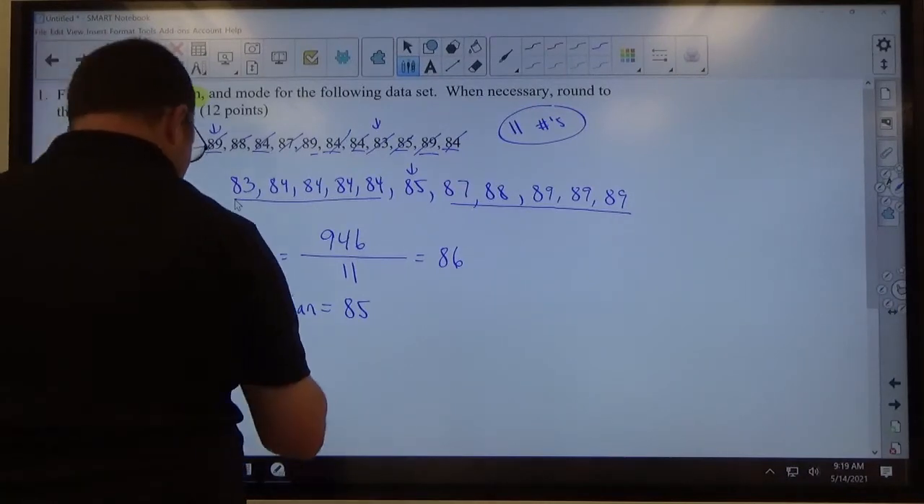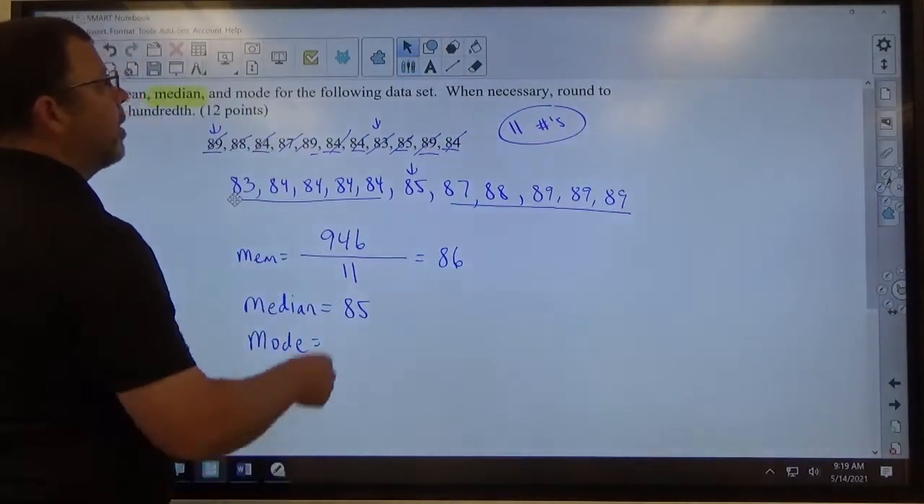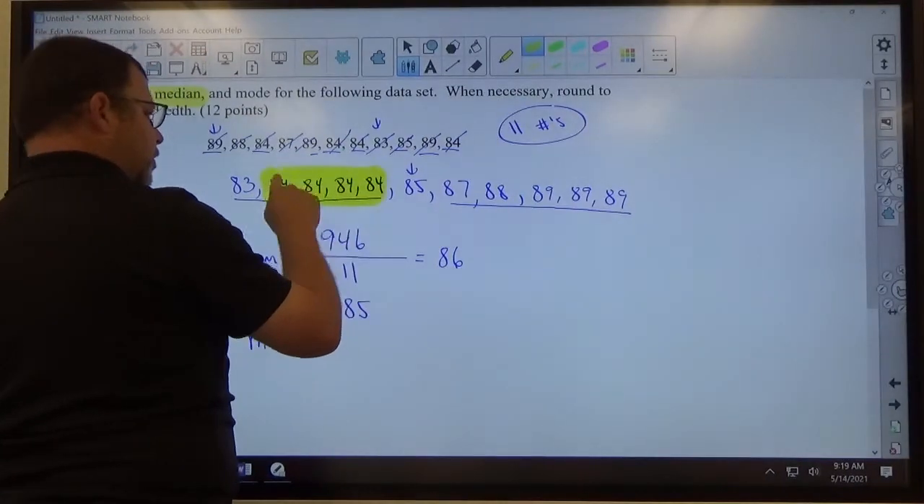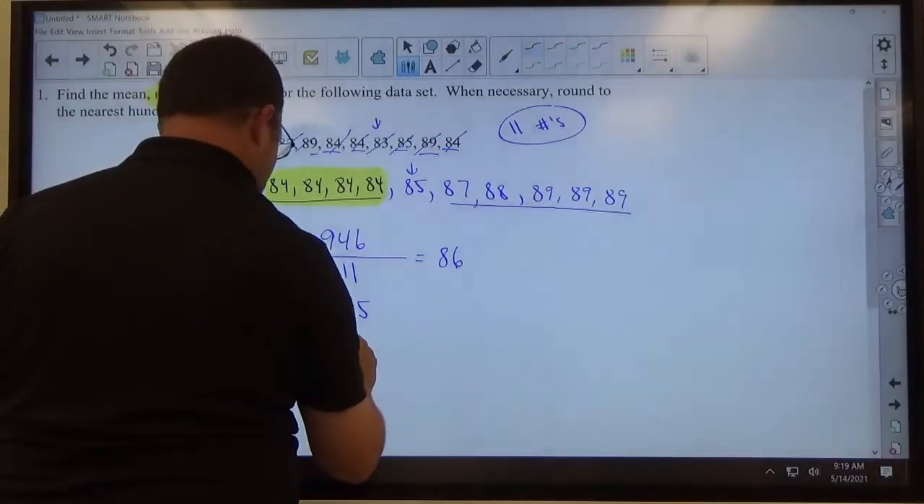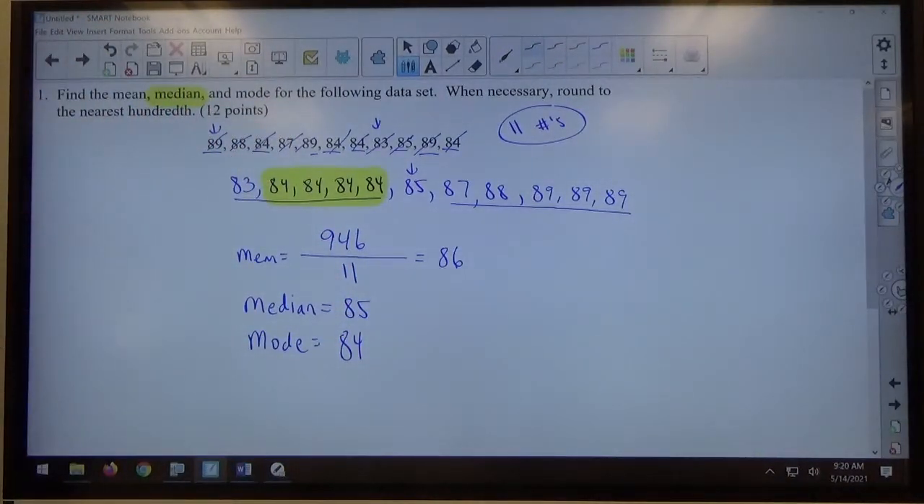And finally for mode, mode is simply the most frequently occurring number in the list. And we can see here there are 4 84s, there's only 3 89s and 1 of everything else. So the most is 84. If more than one number happens the most, they would both be the mode. If every number happens once, there is no mode.